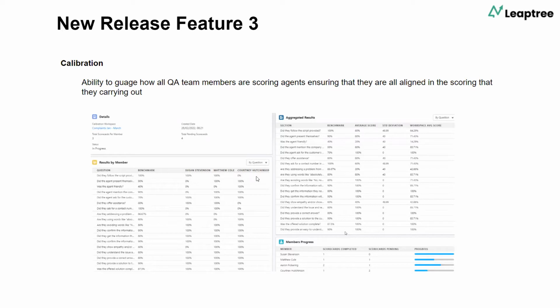So you would wonder why perhaps Susan and Matthew have given 100%, whereas Courtney has given 0. So it's a way of drilling down into the individual questions to see why perhaps some of our QA evaluators are coming out with different marks to others.